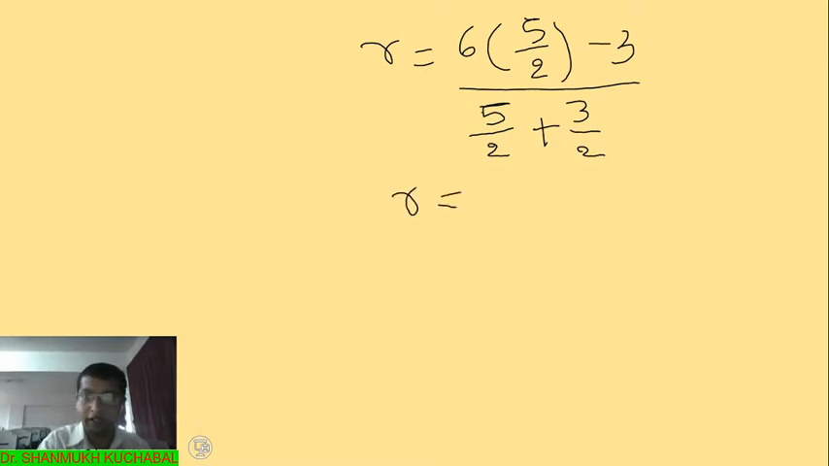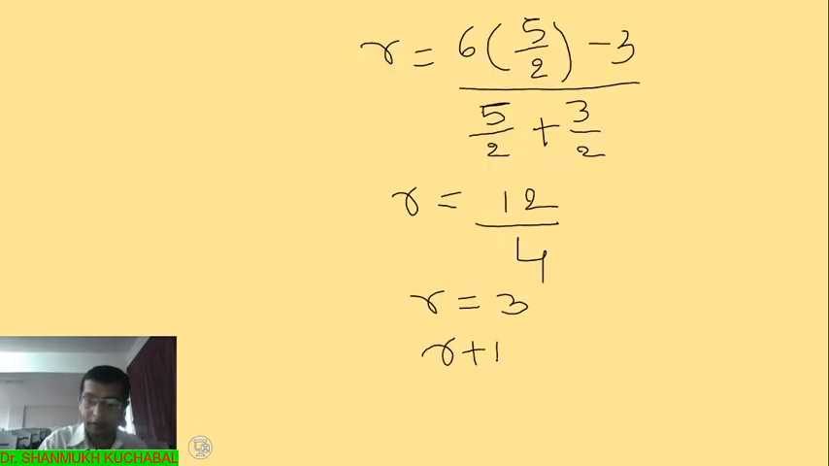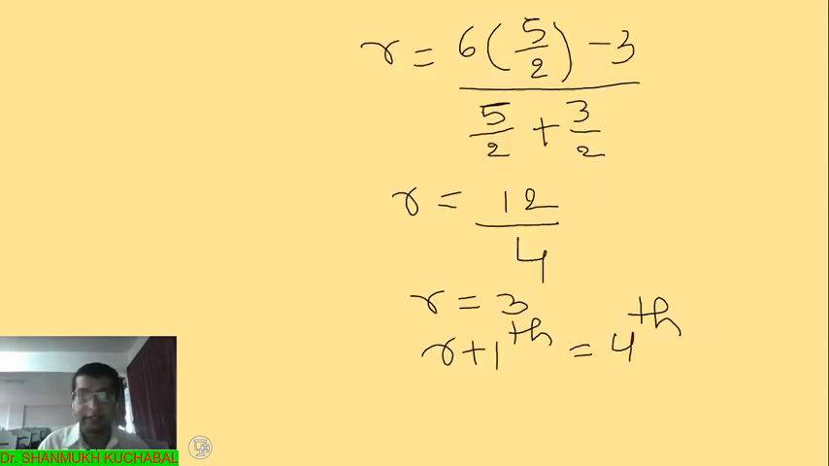If we simplify, the numerator simplification is 12 and the denominator simplification is 4, so we get the value of r equal to 3. Now, 3 is not the right answer. R equal to 3, actually it is the r plus 1 term, so it is 3 plus 1, that is the 4th term. Therefore the right option is D, the fourth term. Remember, that formula is applied for the r plus 1 term.